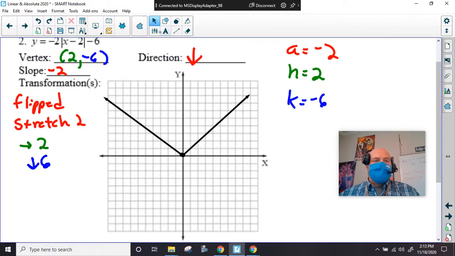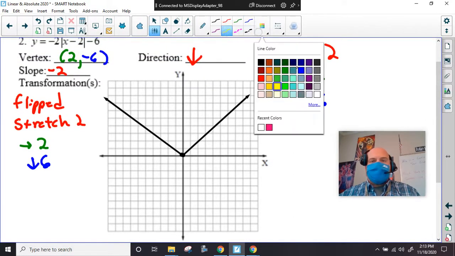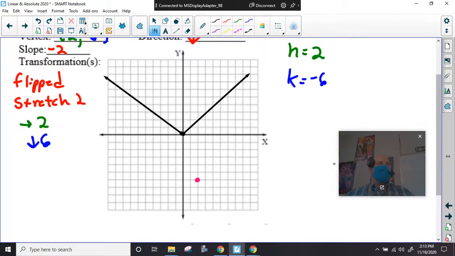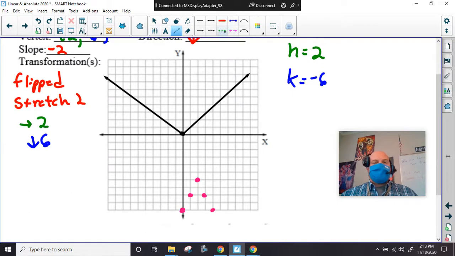All right. So using the hot pink pen again, I'm going to go over to 2, down to 6. 1, 2, 3, 4, 5, 6. Bam! There's our vertex. Our slope is -2. So from here, I go over 1, down 2, over 1, down 2. And then again on the other side, because it's symmetric, over 1, down 2, over 1, down 2. So it looks a little bit better.